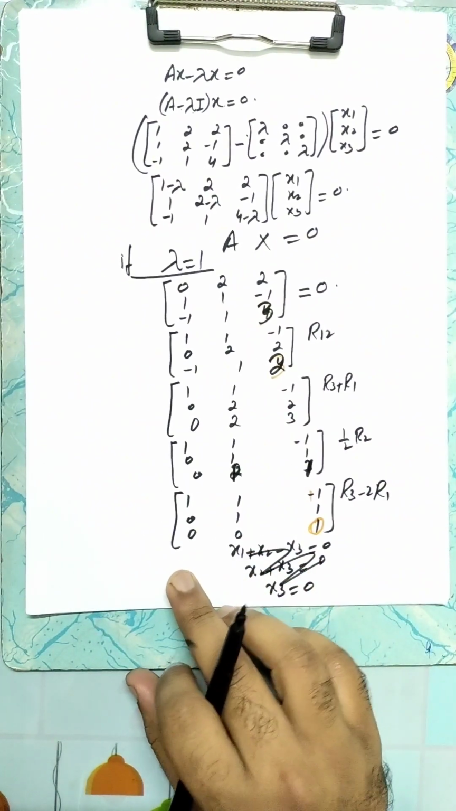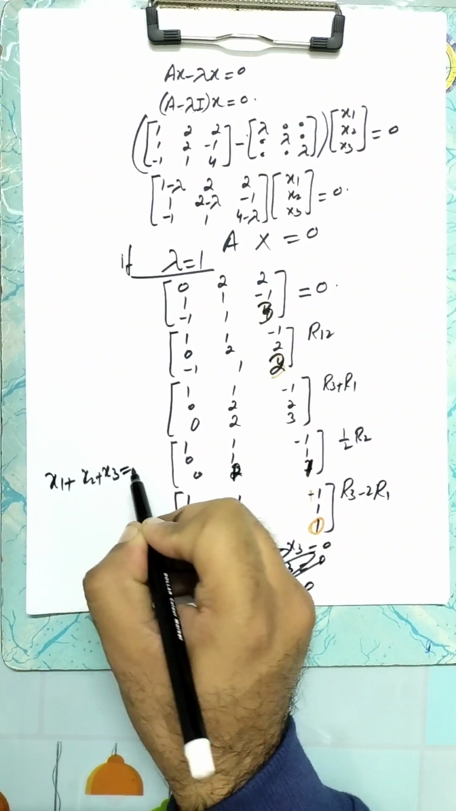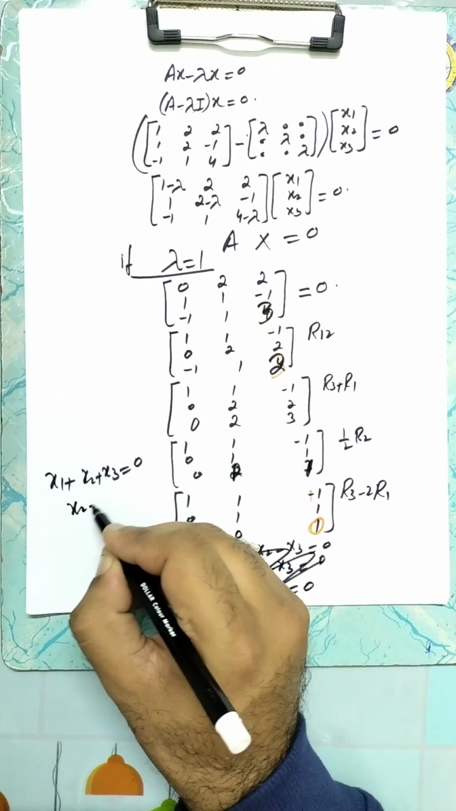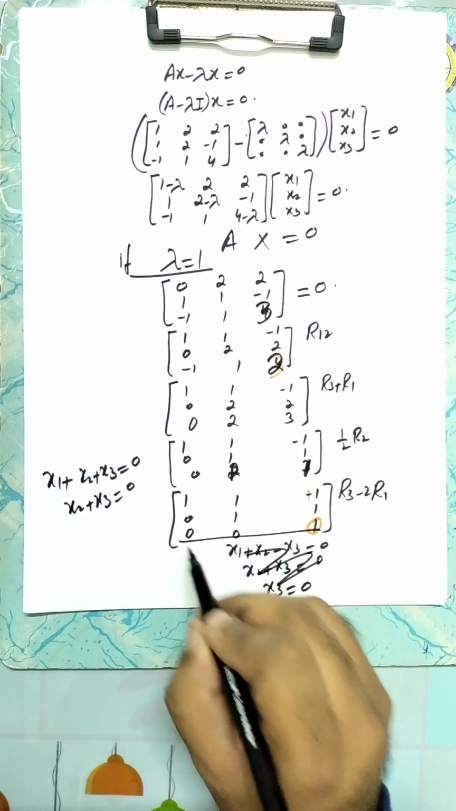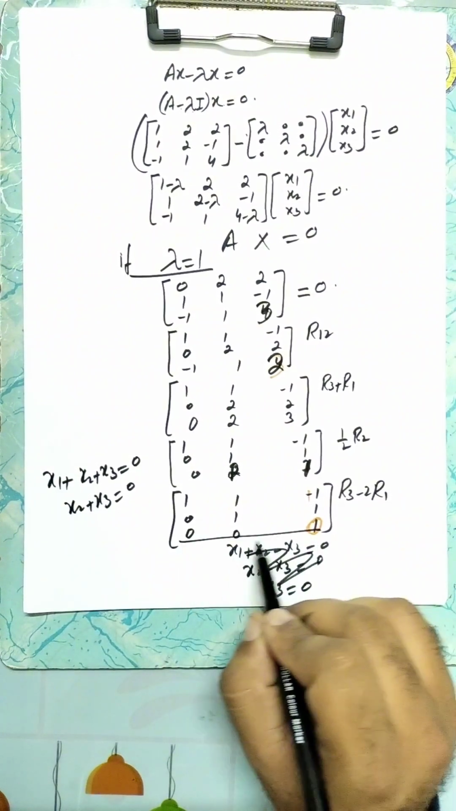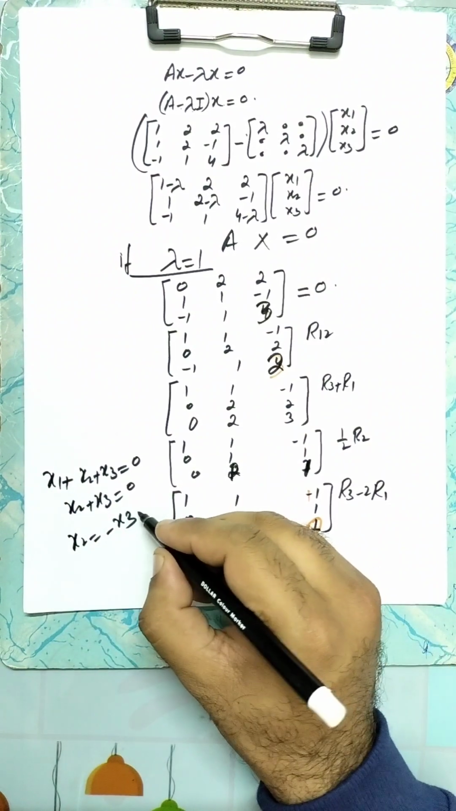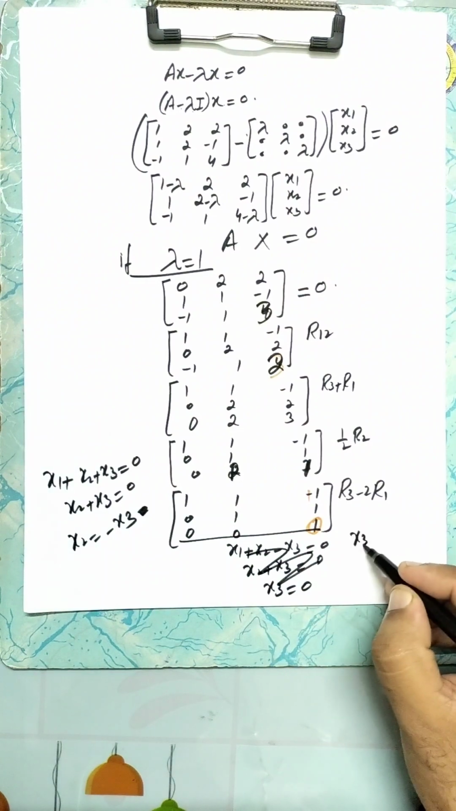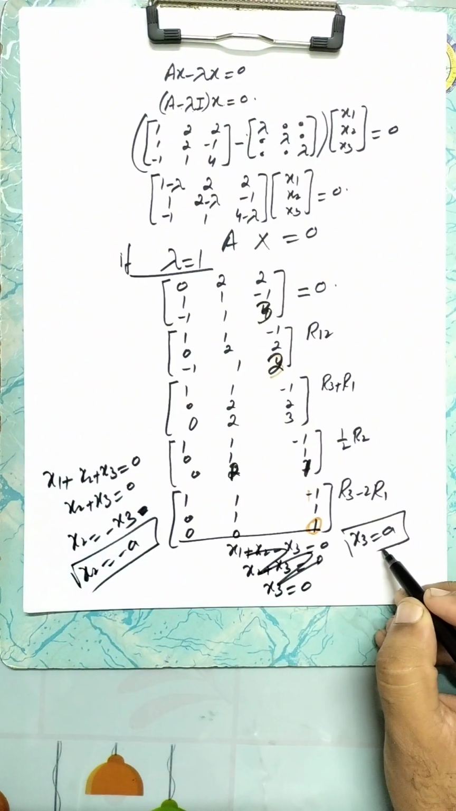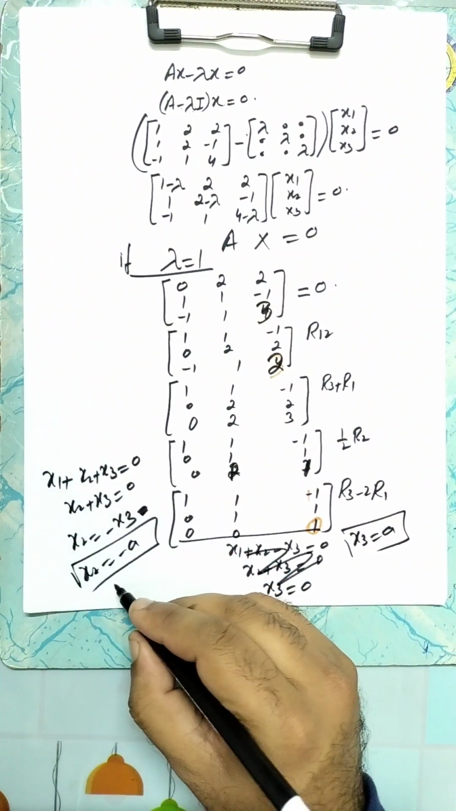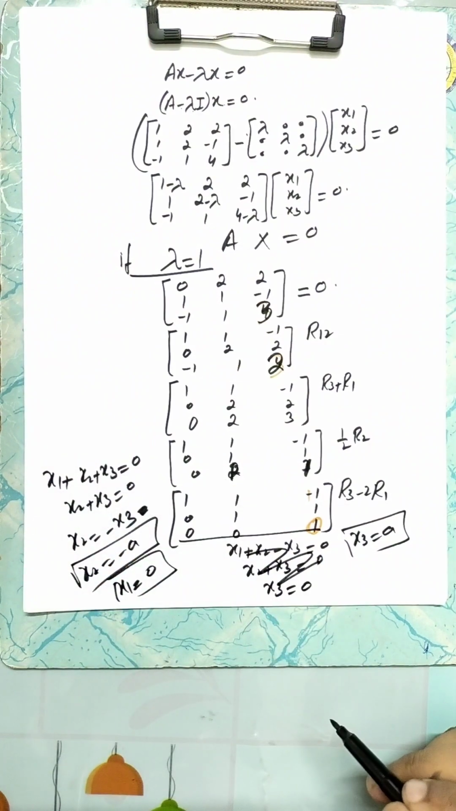So we write this into the system form. This becomes x1 plus x2 plus x3 is equal to 0, x2 plus x3 is equal to 0 and the whole row is 0. So x2 is equal to minus x3, and put x3 is equal to a. So x2 is equal to minus a, x3 is equal to a, and x1 is equal to 0. Put in here a and minus a, so x1 is equal to 0.